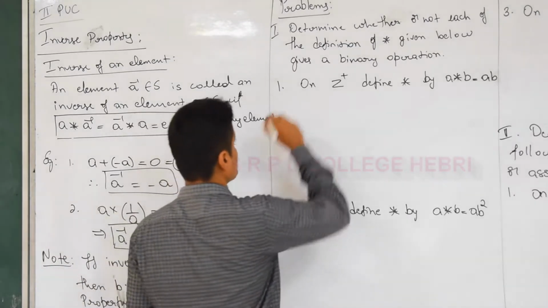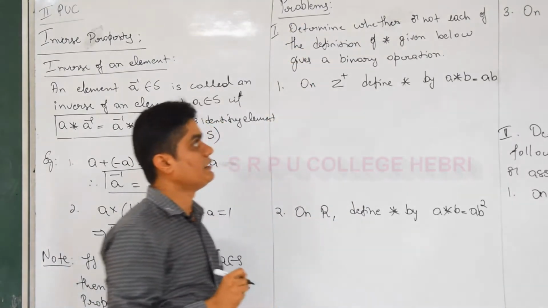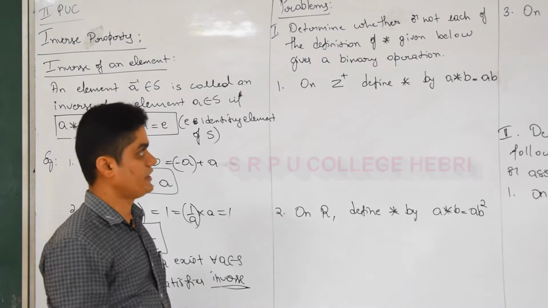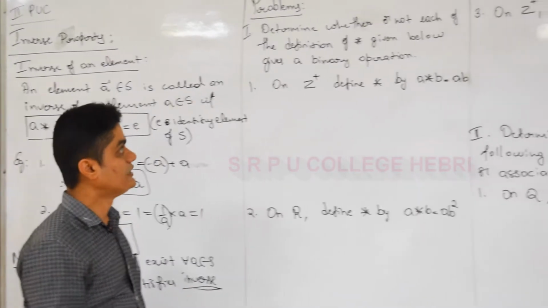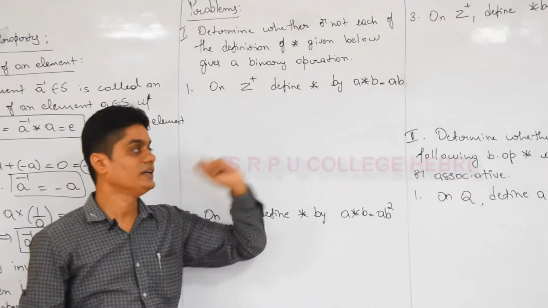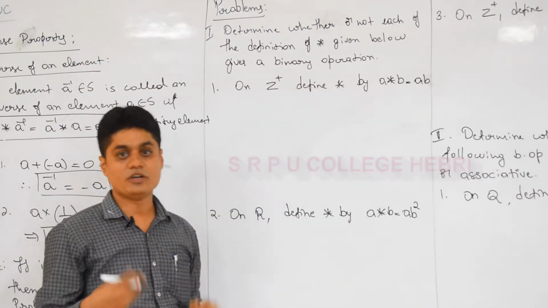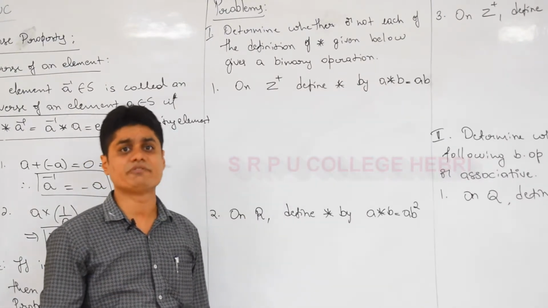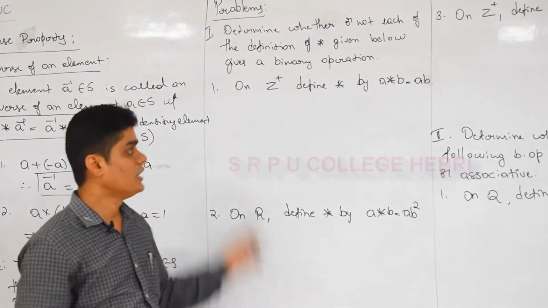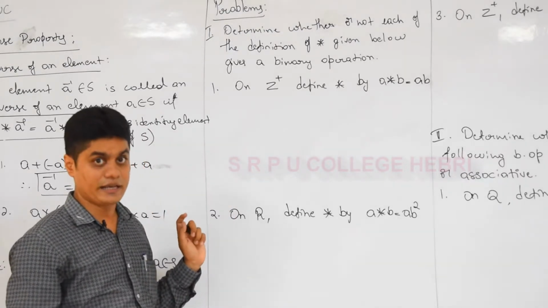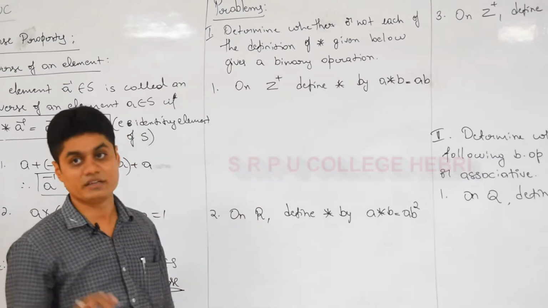Yes, the first question: determine whether or not each of the definitions of star given below gives a binary operation. That is, we have to check whether this operation is a binary operation or not. We already solved so many examples under the definition of binary operation. You may know how to check this, but again I will recall how to check whether this is a binary operation or not.